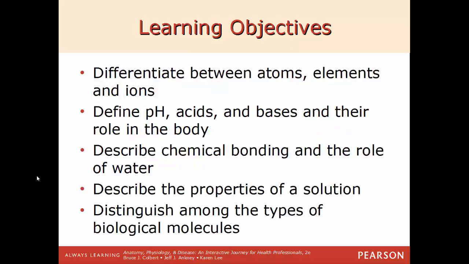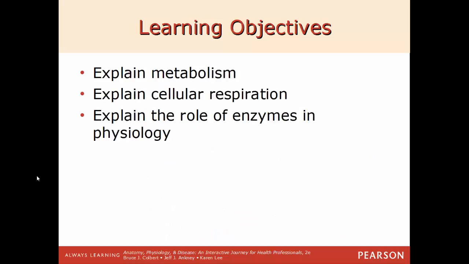Okay, learning objectives for this chapter: to be able to differentiate between atoms, elements, and ions, to define pH, acids, and bases, and what their roles are in the body, describe chemical bonding and the role of water, be able to describe the properties of a solution, and be able to distinguish among the different types of biological molecules, explain metabolism, explain cellular respiration, and finally to explain the role of enzymes in physiology.